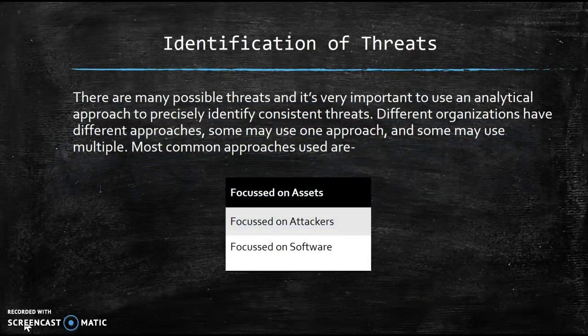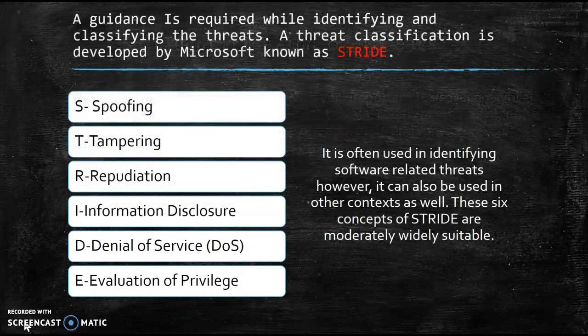So now, how do we identify the threats? There are many possible threats, and it's very important to use an analytical approach to precisely identify consistent threats. Different organizations have different approaches. Some may use one approach and some may use multiple approaches. The most common approaches are those focused on the assets, focused on attackers, and focused on the software. Guidance is required while identifying and classifying the threats.